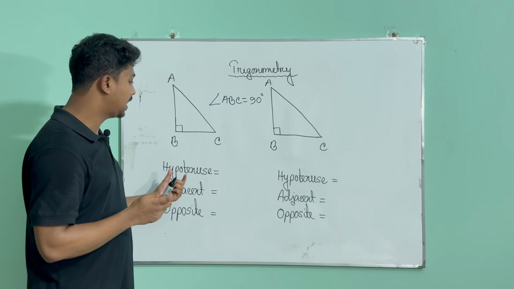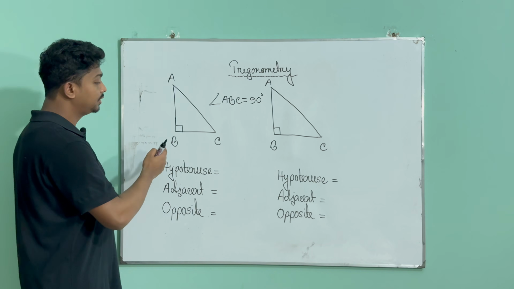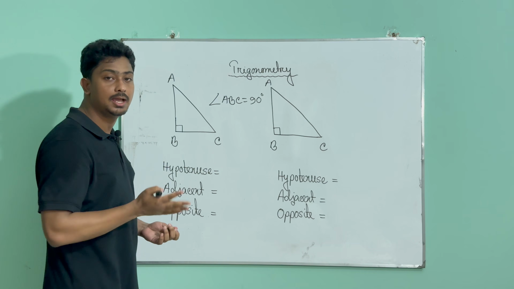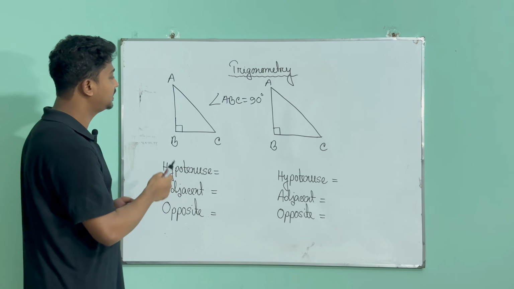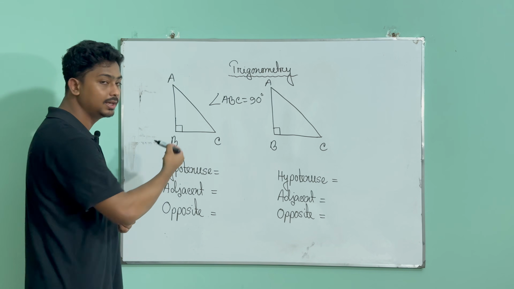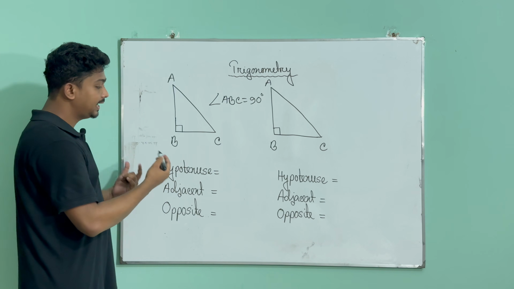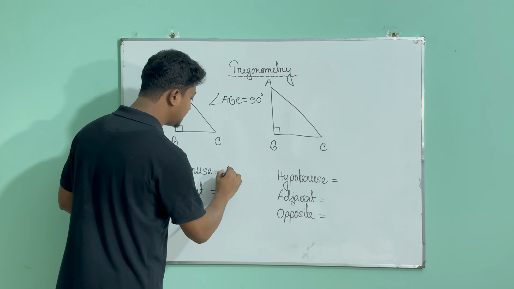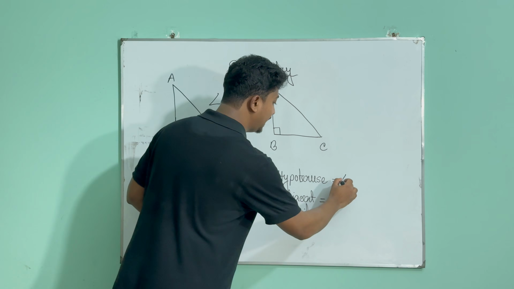First of all, let's talk about the hypotenuse. The biggest side of the right angle triangle is the hypotenuse, and we can clearly see that AC is the biggest side of these two triangles. So for both of them, AC will be the hypotenuse. Remember, the biggest side is the hypotenuse. So in both of them, AC is the hypotenuse.